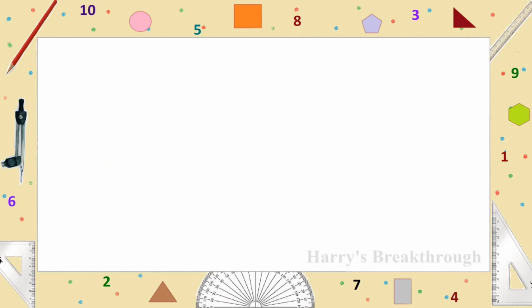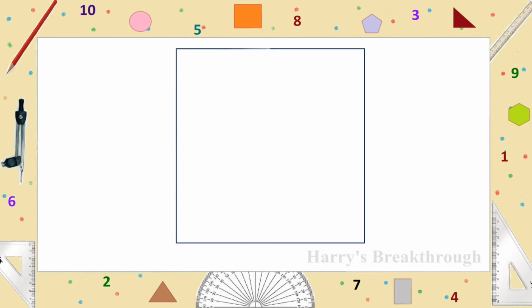Now, let's do the same procedure for a square. First, you have to draw a square of sides 12 centimeter. Like this, you have to draw a square of sides 12 centimeter. Then, you have to mark the midpoints of each side. And then, if you join these points, you will get a small square inside this. Like this, you will get another square.